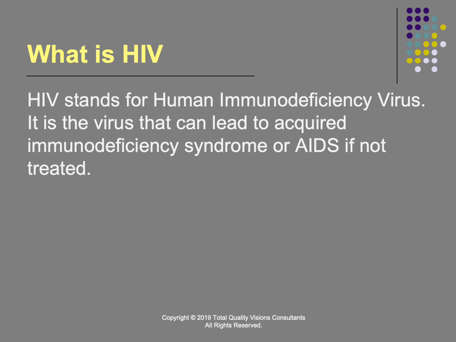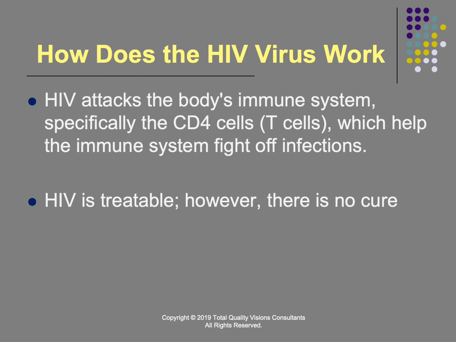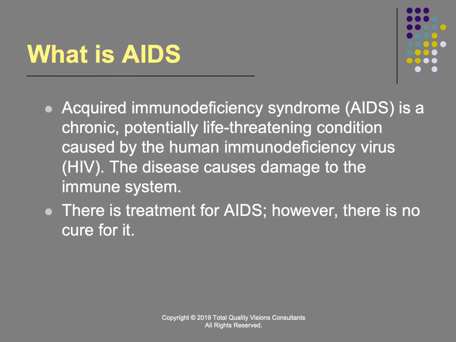HIV stands for human immunodeficiency virus. It is the virus that can lead to acquired immunodeficiency syndrome, AIDS, if not treated. HIV attacks the body's immune system, specifically the CD4 cells, which help the immune system fight off infections. It is treatable, yet there is no cure. Acquired immunodeficiency syndrome is a chronic, potentially life-threatening condition caused by HIV. By damaging your immune system, HIV interferes with the body's ability to fight the organisms that cause disease. There is treatment for AIDS, yet there is no cure for it.